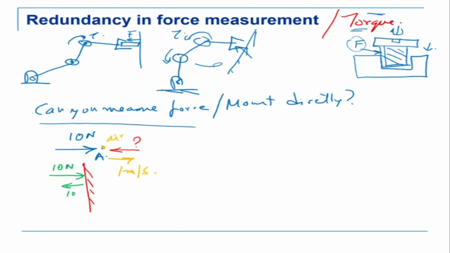In this particular case with the wall, I say apply 10 newtons here and move with 1 meter per second. Can you do that? You cannot, because there is an equal and opposite reaction and you cannot go through the wall. So you cannot do any position control there. You can only do force control.